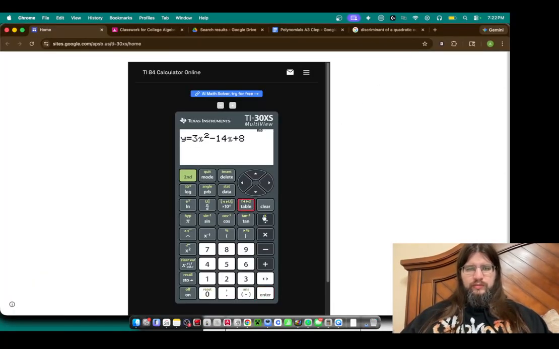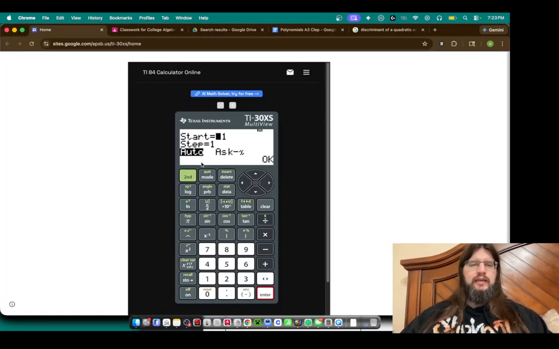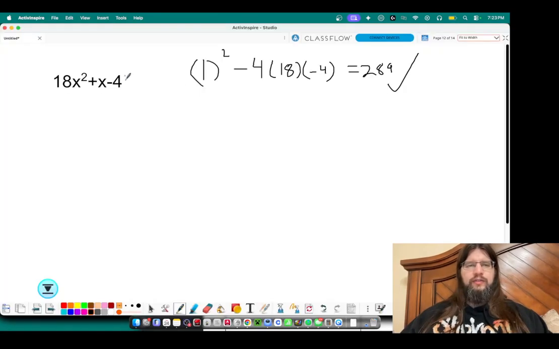So go to the table, clear that out, type it in. Now to 0. There we go. 18x squared plus x minus 4. Make sure you use the minus button and not the negative button, guys. It matters. It matters a lot. So I'm going to hit enter there. Rational root theorem tells me negative 4 is my smallest possible rational value. So I need to look between negative 4 and positive 4.